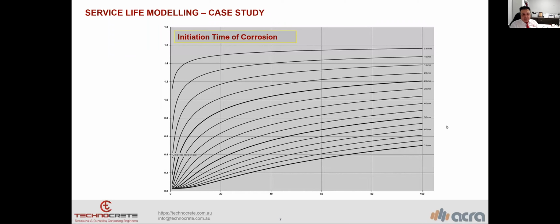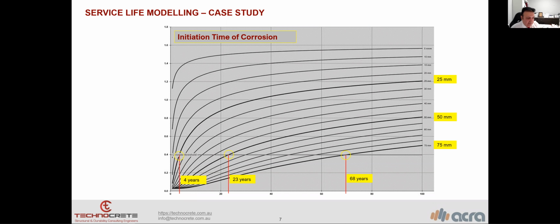Let's have an example of the modeling. Initiation time of corrosion, as we talked, is again for a structure exposed to the marine environment. Then we have a chloride diffusion problem here. With 25 millimeters of concrete cover, the initiation time will be 4 years. With 50 millimeters, initiation time will be 23 years, like 4 times more. And with 75 millimeters, 68 years of initiation of corrosion, if that specific concrete is used.